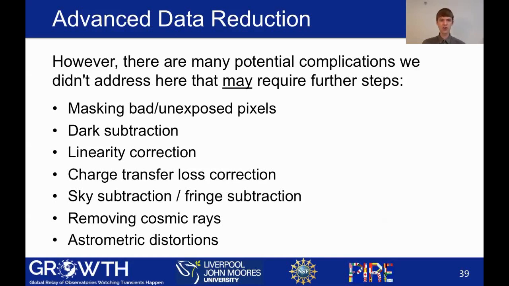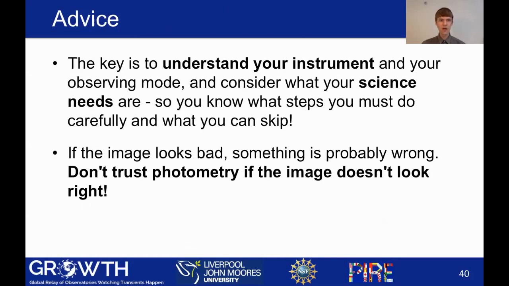You may need to correct for charge transfer losses, where photoelectrons get left behind by a pixel or 2 as they are transferred across the array towards the amplifier. You may need to subtract the night sky background, either to correct for fringing effects or because the night sky is rapidly varying. You may need to remove cosmic ray signals. And frequently, you may need to correct for astrometric distortions, nonlinearities in the solution that connects the X and Y coordinates to right ascension and declination. These steps may not always be necessary, but often they are.